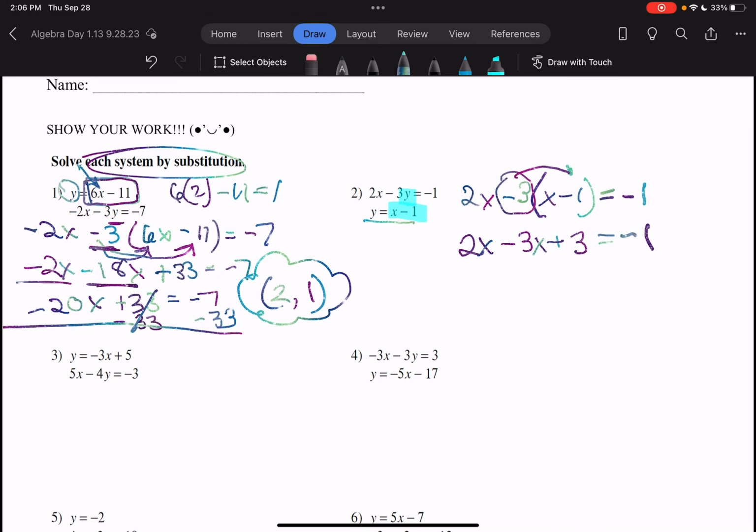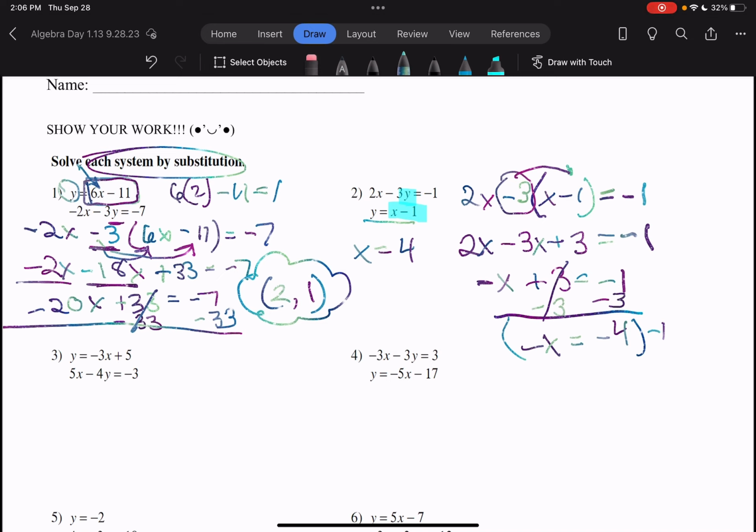Now, same thing, I'm going to combine my like terms. So 2x minus 3x is going to give me negative x plus 3 equals negative 1. I'm going to subtract 3 from both sides because 3 minus 3 gives me 0. I'll get negative x equals negative 4. And then we have a negative, right? So I want to neutralize that negative. I'm going to multiply the whole thing by negative 1, and we'll end up with x equals 4.